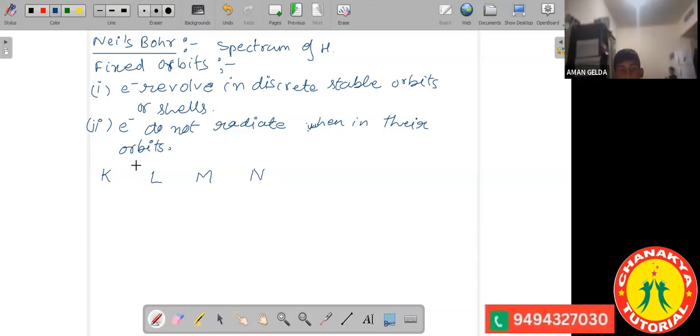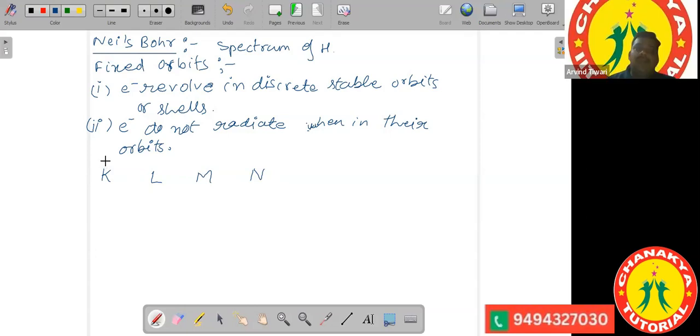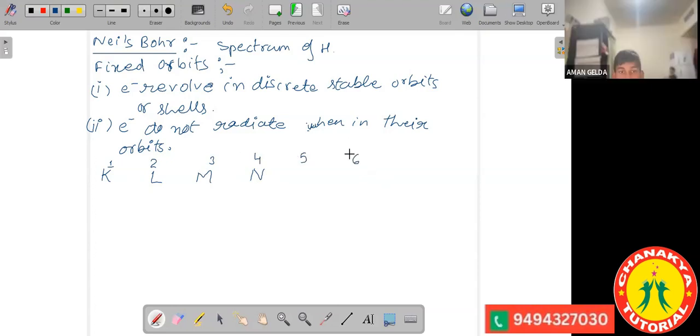Yes, sir. Okay. So what number will be given to the K shell? 1. This is 2, 3, 4, 5. Now out of these, which one is the innermost shell? K. K is the innermost shell.